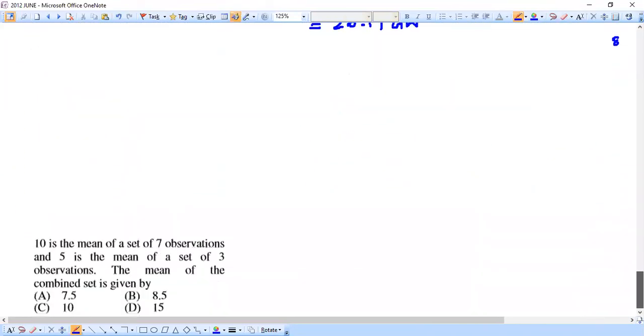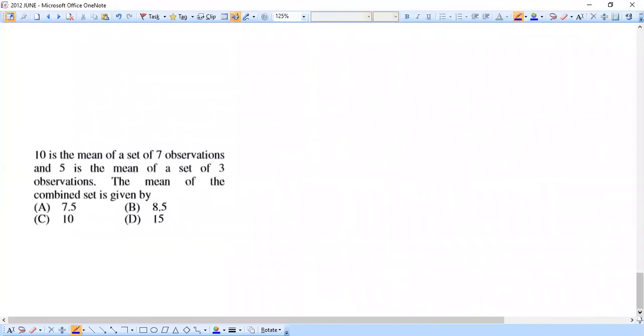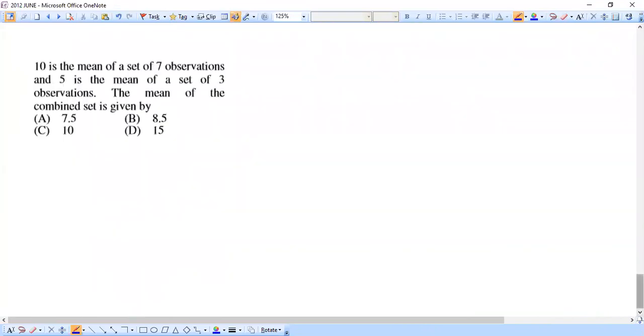Any other questions we have? One more question is given here. This is the last question from this question paper, question number 7, and it's a very easy question. 10 is the mean of a set of 7 observations. So that means it's a question based on mean, that is average. For 10 numbers or 10 observations, the average is 7.